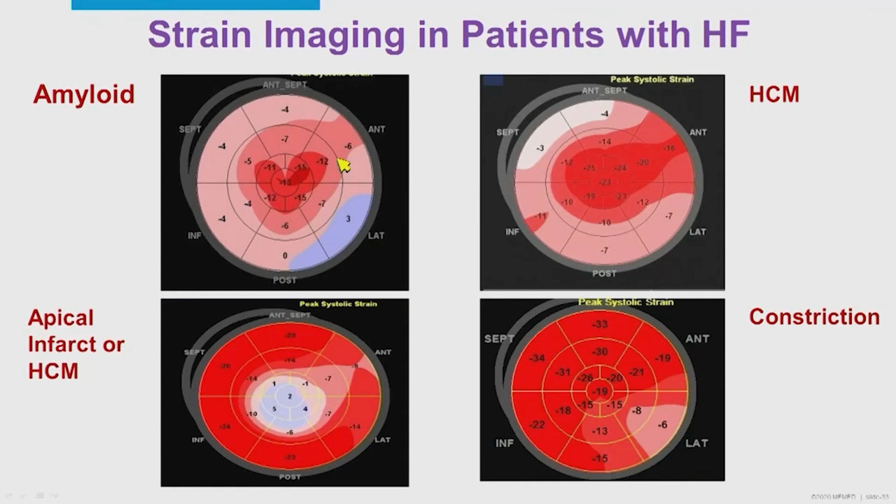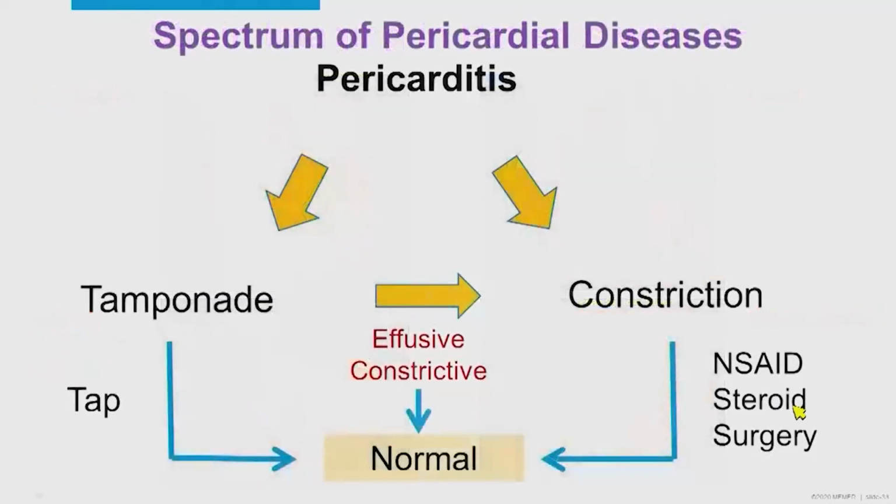Pattern recognition: apical sparing for cardiac amyloid, hypertrophic cardiomyopathy for the decreased strain at the basal septum, here, anterior wall, and also the posterior wall there. And then this is the patient with the apical infarct or stress cardiomyopathy, even apical hypertrophic cardiomyopathy, with marked reduction in the strain at the apical segment. And the lateral and the posterior myocardial strain is reduced in patients with constrictive pericarditis.